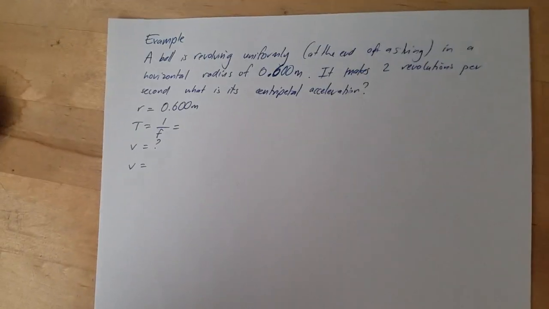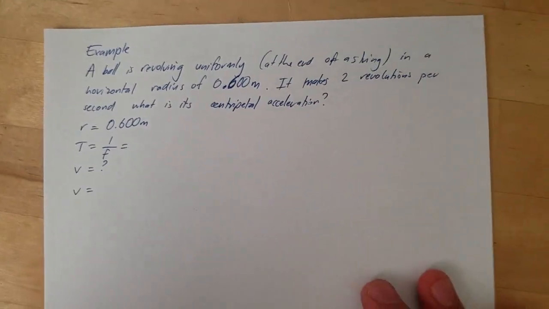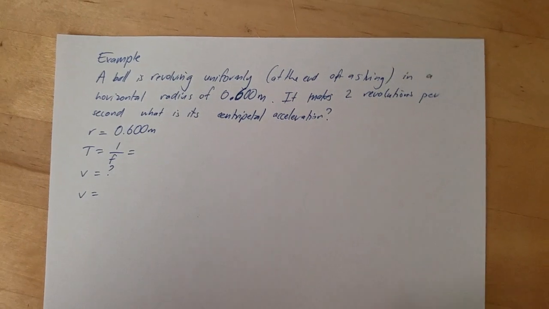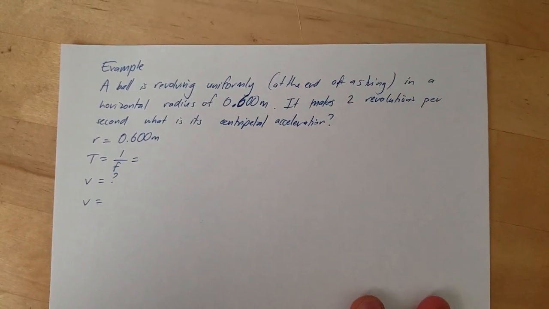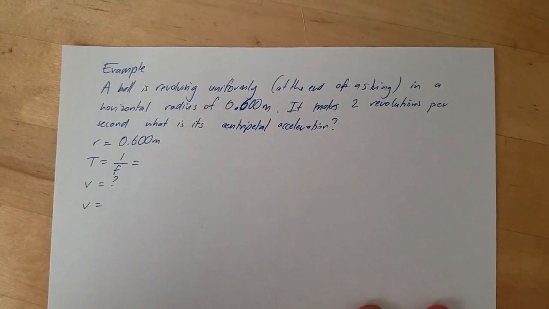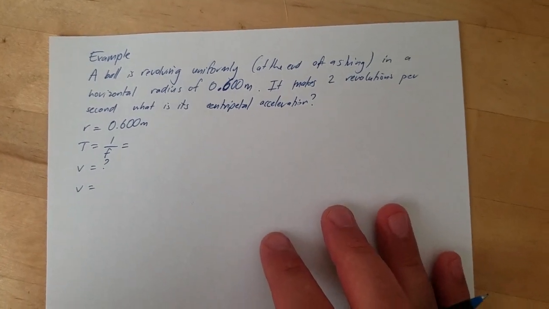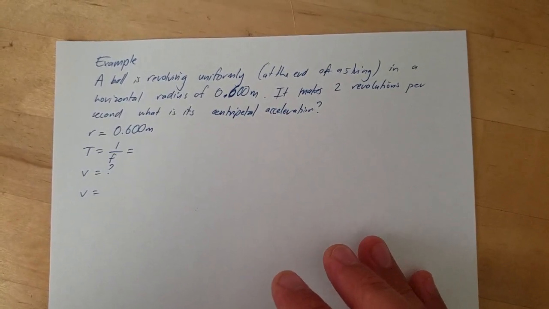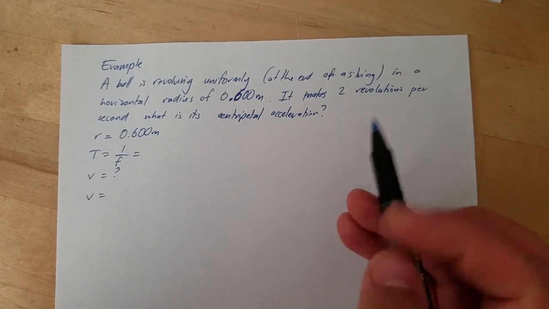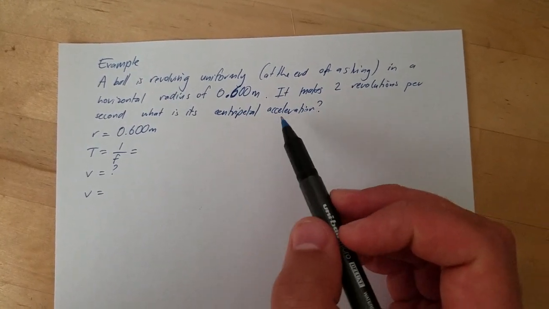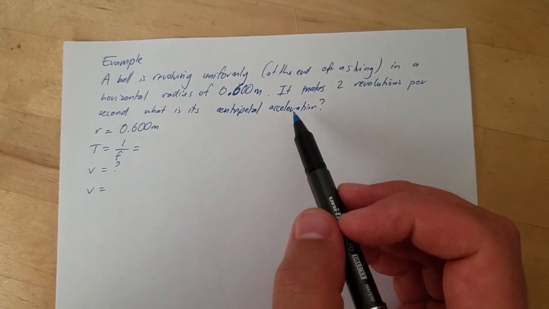So I've got a question here. A ball is revolving uniformly at the end of a string in a horizontal circle of radius 0.600 meters. It makes 2 revolutions per second. What is its centripetal acceleration?